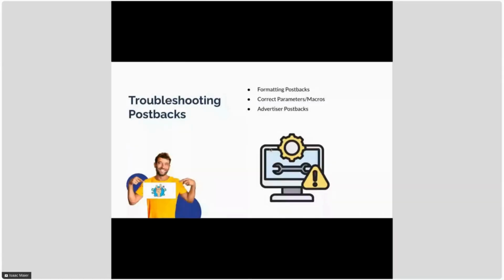Let's see. I'm going to talk about troubleshooting. So this is another one of my favorite parts. Anyone who's ever dealt with postbacks or setting up these attribution systems knows that it can be a little bit finicky sometimes. That's why we need to make sure that everything's working properly. So we're going to talk about three main things today. That's going to be formatting postbacks, using the correct parameters and macros, and then making sure your advertiser postbacks are working correctly. So first, let's talk about formatting your postbacks. Oop, no spoilers.